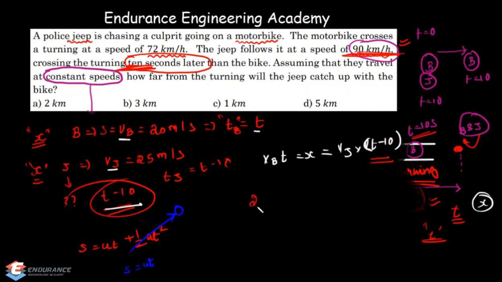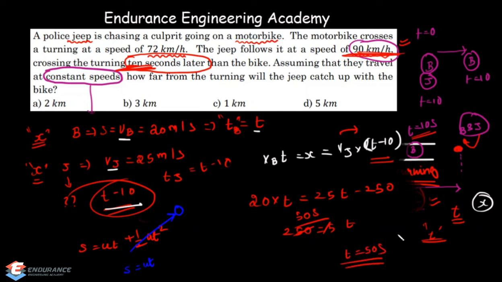So 20 into t, which is equal to vj, which is how much? 25 into t minus 10, which is 25t minus 250. I'm just multiplying the 25 inside. So 25t minus 250, I'm bringing this to this side, so 250 is equal to 5t, so t is going to be 50. Am I right? It is 50 seconds, I'm sorry. So time taken was 50 seconds.